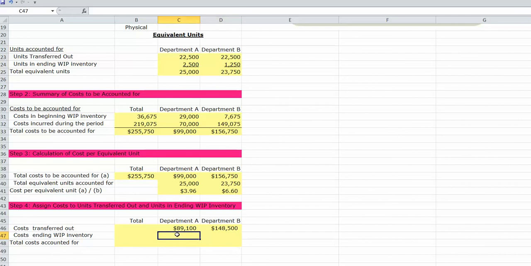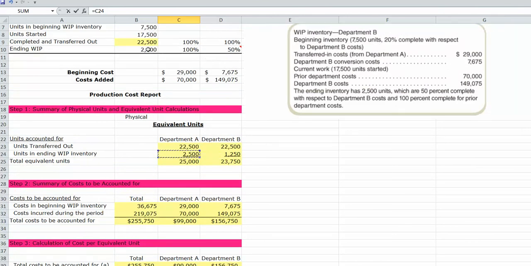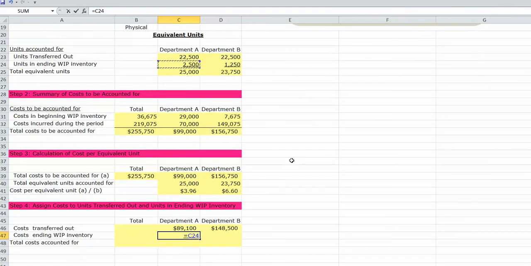Cost in ending work in process inventory. That's our 2,500 equivalent units. Notice, not total units in ending work in process necessarily, but rather equivalent units. So equivalent units times our cost per equivalent unit. Same thing for Department B. We can add them together to make sure we've accounted for our total cost.